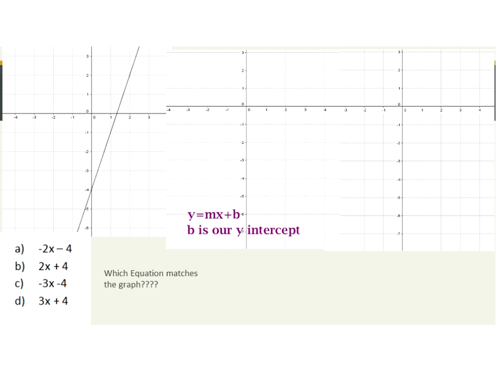Let me get my pen. This is where b is. Correct? Everyone sees where I circled? So which one of these goes through -4? Well, not this one. That one goes through +4. And this one goes through +4. So those two get eliminated. The next thing we need to look at is the slope. Even without graphing this directly, I can tell you what the answer is. You have two choices: -2x minus 4, or -3x minus 4.